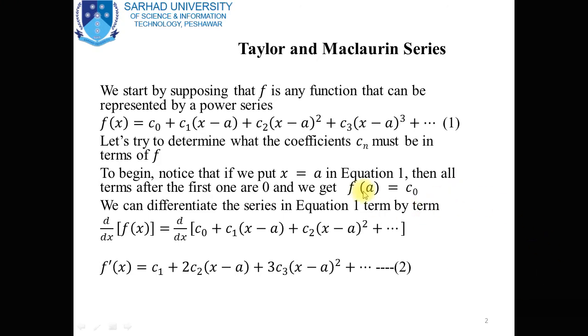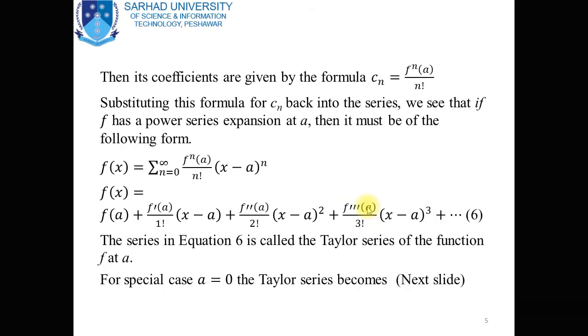This is f of a, this is f of a is equal to c naught. So if we put n is equal to 0 in this term, we obtain f of a, and putting n is equal to 1, this actually means the first order derivative of the function at x is equal to a, and putting n is equal to 2, this is actually the second order derivative of the function at x is equal to a. And similarly, if we put n is equal to 3, this means the third order derivative of the function at x is equal to a.